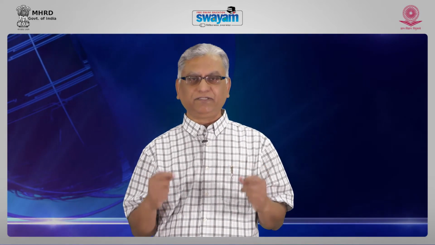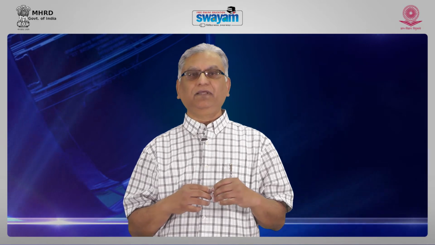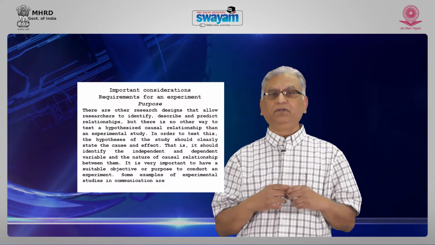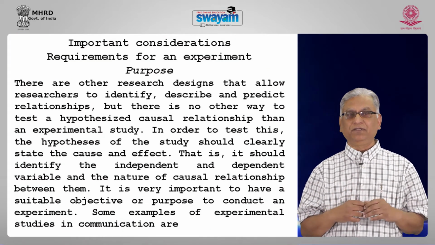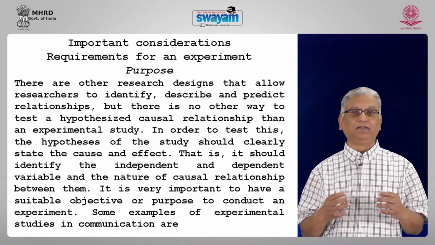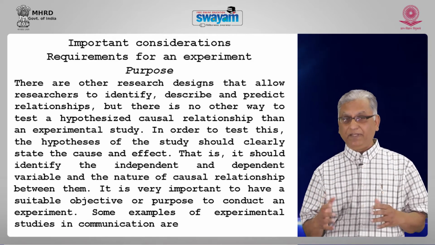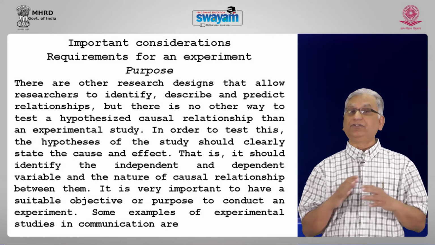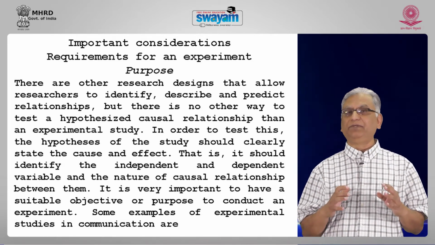In addition to learning about the distinguishing characteristics of experimental research, let us turn to some important considerations that have to be kept in mind to conduct an experiment. Other important considerations are requirements for an experiment. The first, of course, is the purpose. There are other research designs that allow researchers to identify, describe, and predict relationships, but there is no other way to test a hypothesized causal relationship than an experimental study.